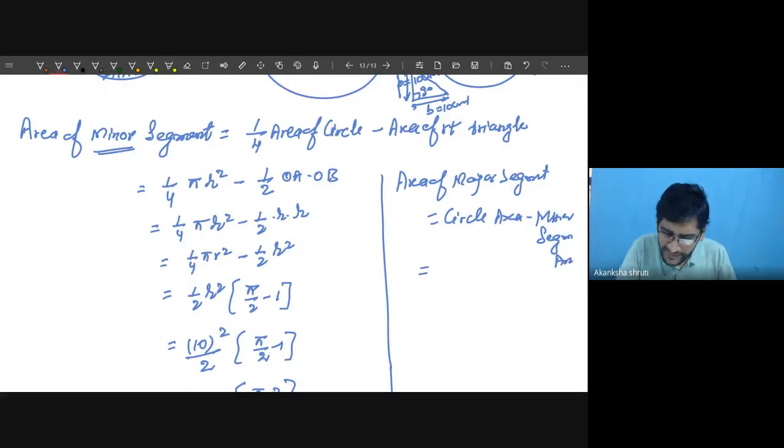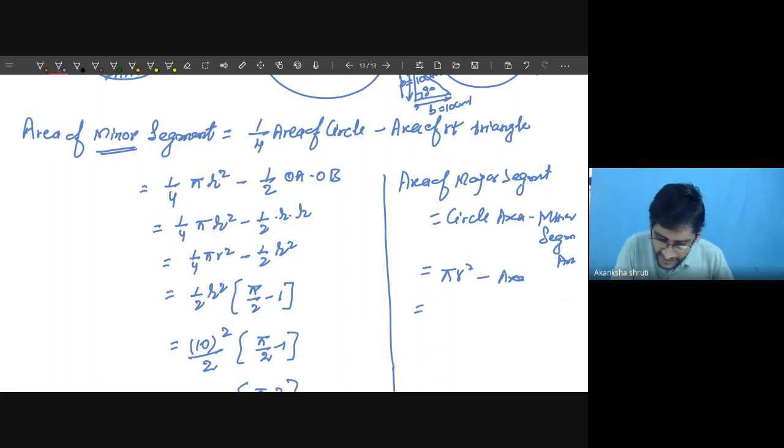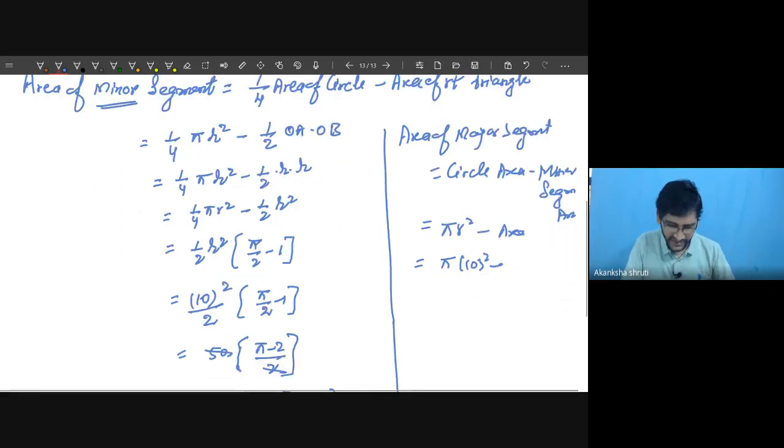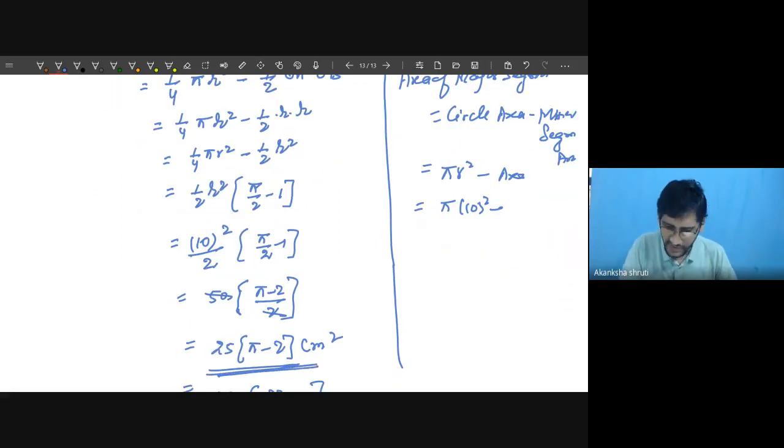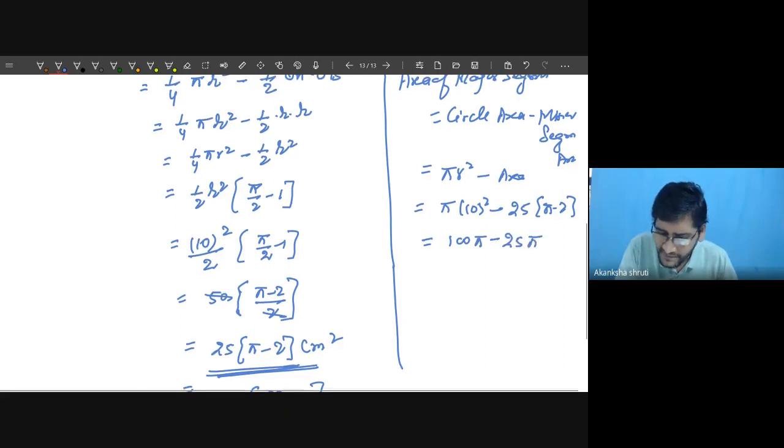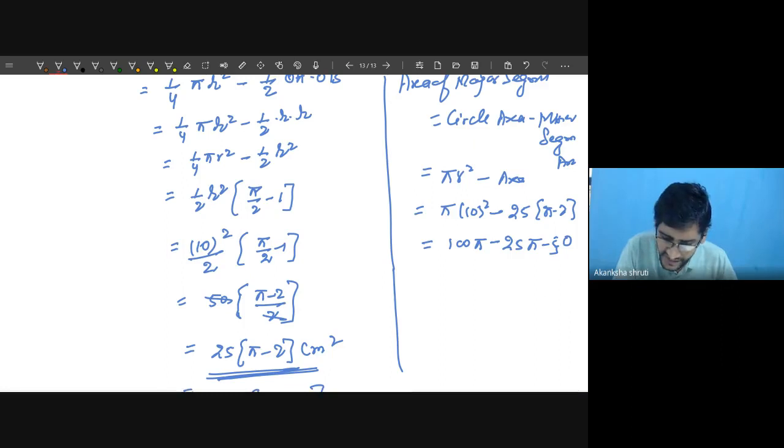So it is pi r square minus the area that we have calculated. So it is pi 10 square minus, what I always prefer is substituting in terms of pi itself, 25 pi minus 2. Just take this pi outside or simplify this. It becomes 100 pi minus 25 pi minus 50. Wherever there is pi, you just have to simplify it.